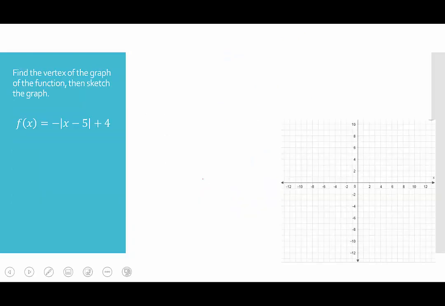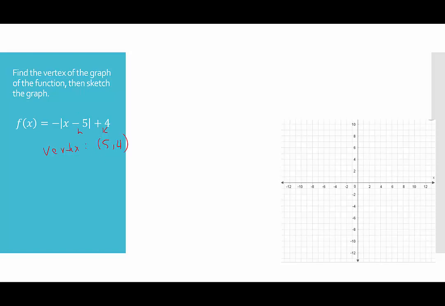All right, in our next example, we want to find the vertex, and then we want to sketch the graph. So first thing, let's locate the vertex. Remember, the vertex is going to be here, here. And so the vertex would be, it's x minus 5, so the vertex is (5, 4).